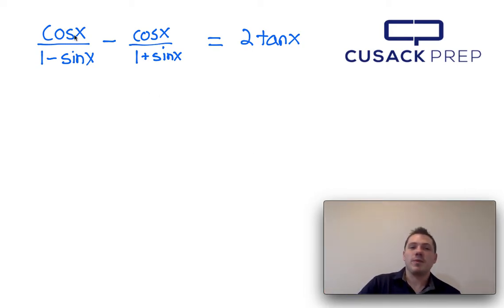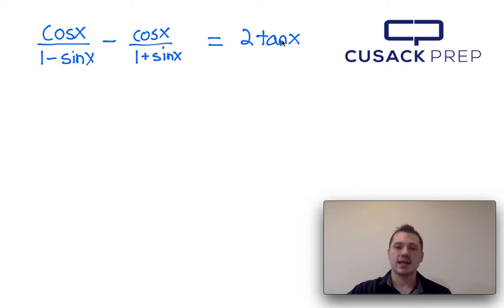So what we have is cosine of x over 1 minus sine of x, minus cosine of x over 1 plus sine of x, is equal to 2 times tangent of x. I decide which side I want to work from, and in this case I'm going to work from the left side, because that's clearly the more complicated side.